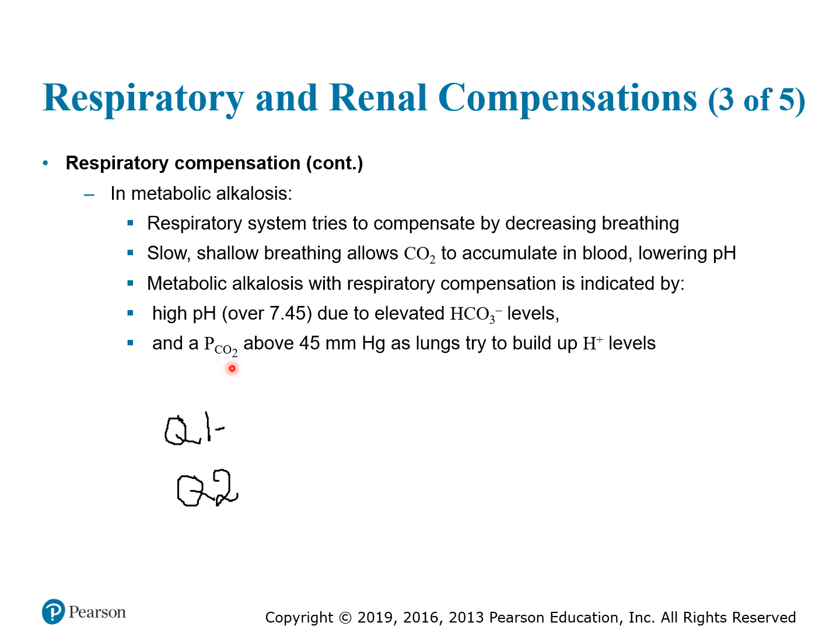So now when I see the PCO2, it is above 45 millimeters Hg. It is not normal. Because it is above 45 millimeters Hg and the pH is alkaline, right? So this and this, they are contradicting. So this confirms my question number two answer. Yes, this is metabolic alkalosis, and yes, the lungs are trying to compensate because it is above 45 millimeters of Hg. 45 is the normal. So lungs are trying to compensate and build up the H plus levels.